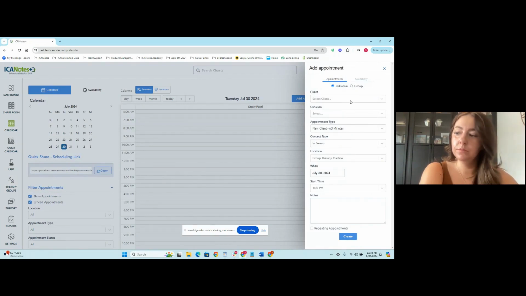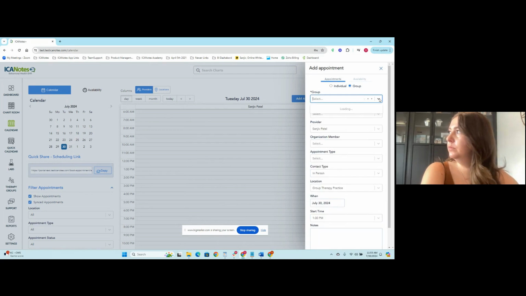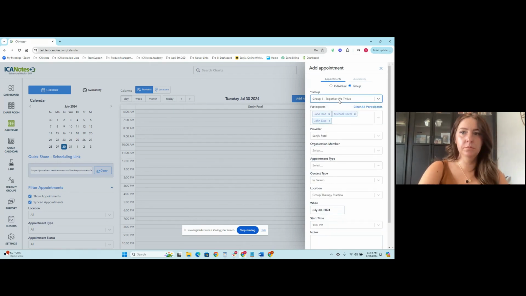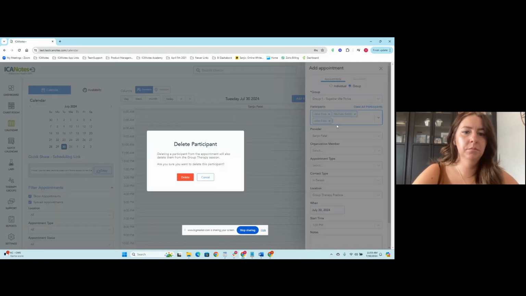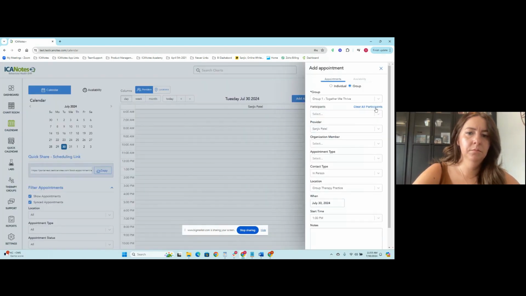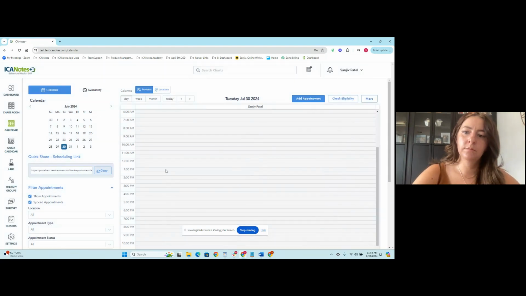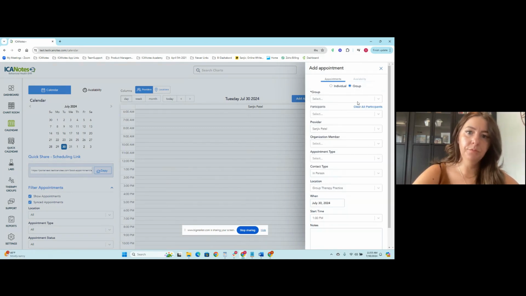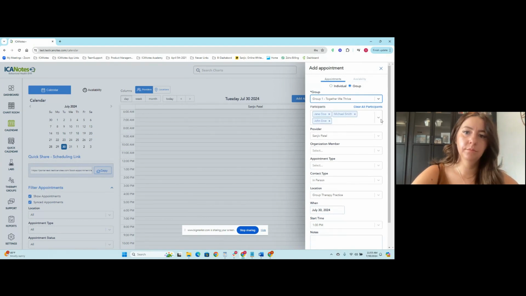So I pick the time on the calendar. I click on group on the right-hand side. I select Together We Thrive. Once I select the group, you'll see the participants auto-populate. And I can X out of these if I don't want them to show up there. I can clear all participants and add custom ones from my patient database, or I can just reschedule it and reuse the group therapy participants. So I select group 1, and again, they're all populated here. I can also add additional participants to that specific session.